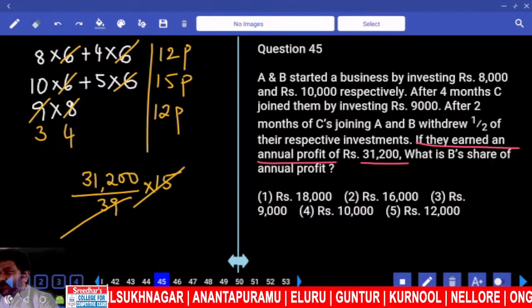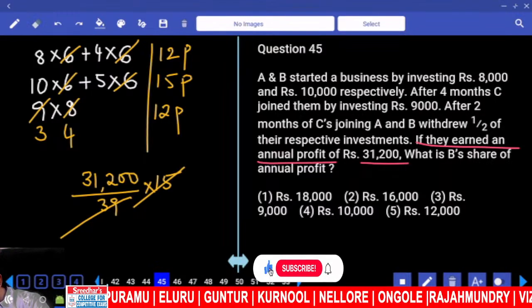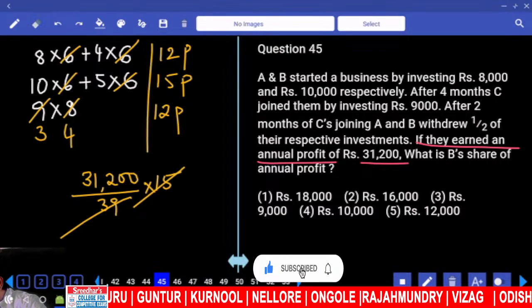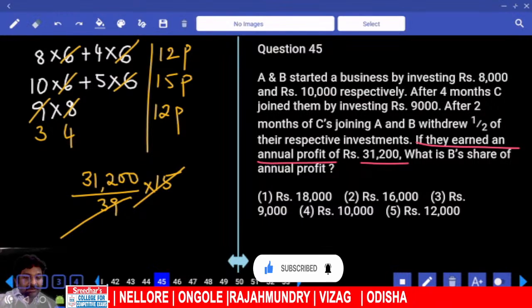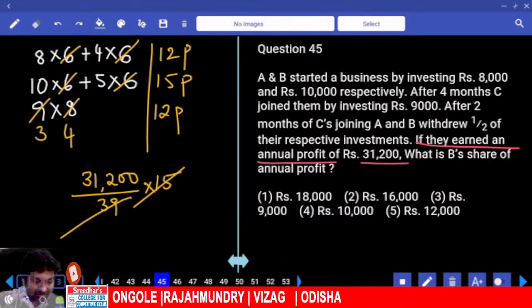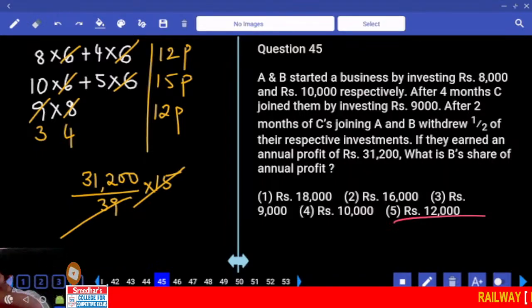Then your final answer should be, is it a 3 multiple or can it be a 9 multiple? It should be a 3 multiple but not a 9 multiple. Go to the first option, second, third, fourth, fifth. There is only one 3 multiple available. The first option and third option are 9 multiples. The answer can never be a 9 multiple. It should be only a 3 multiple.